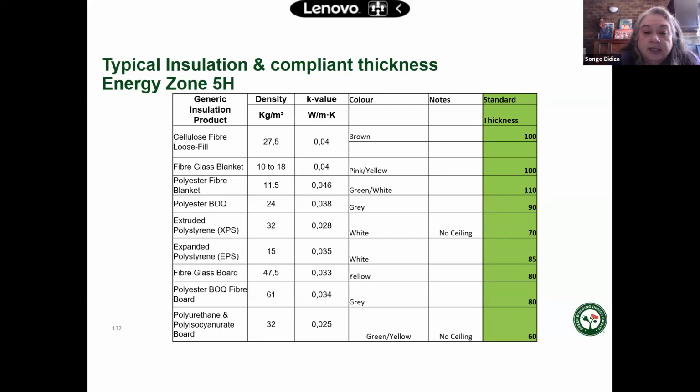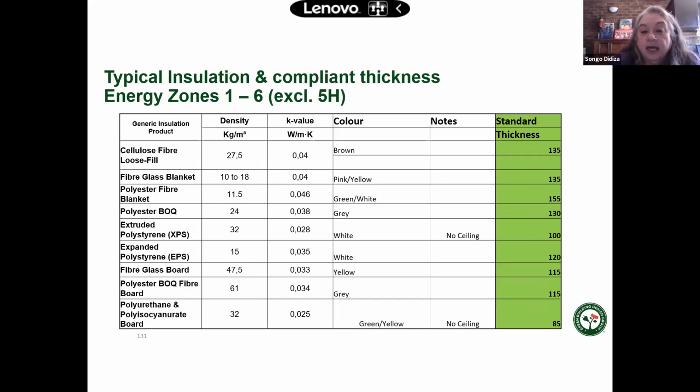But now, let's take, we want an R value of 2.25. What is the thickness of material needed to achieve that R value at those thermal conductivities? And if you look at the isotherm, you need to be looking at least 110. And in your area, it's even more pronounced if you look in the 3.7 area, where for cellulose fiber and fiberglass blanket you need 135, but for a polyester blanket you need 155 mil.